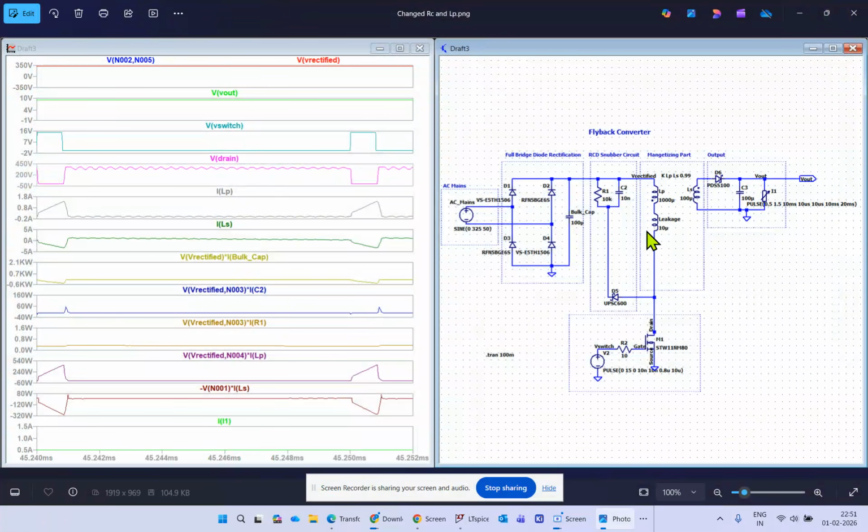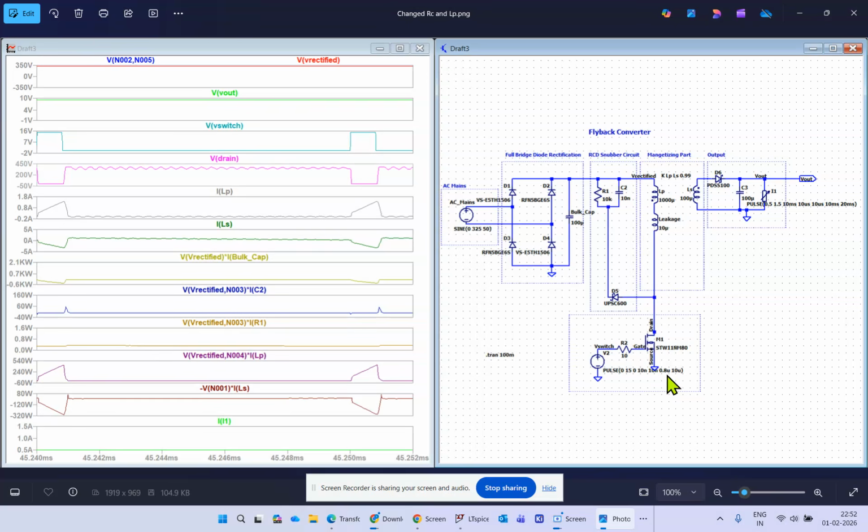Also my primary inductance, if you see, I have changed it to 1000 microhenry. Earlier it was 810 microhenry, because with the 325 volt rectified DC voltage, I was getting around 17 volt at the output, and so I had to improve it. I had to bring it down to 12 volt.